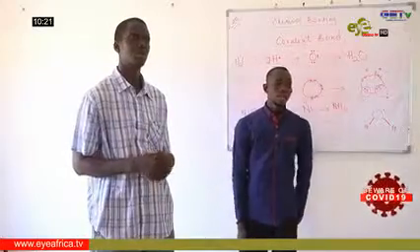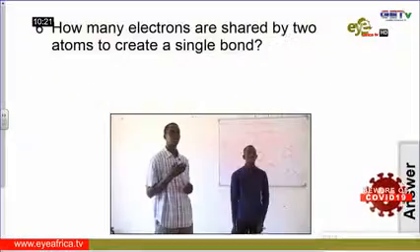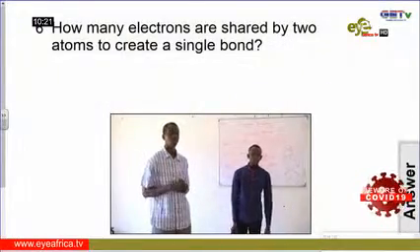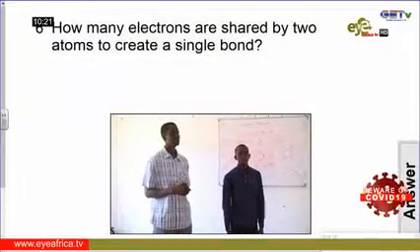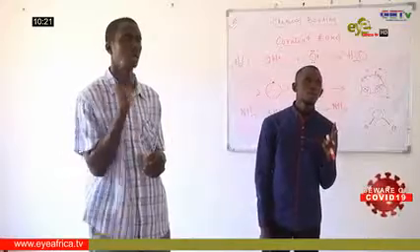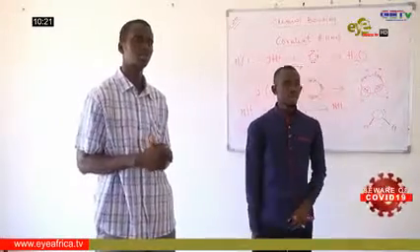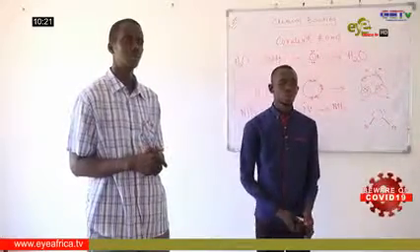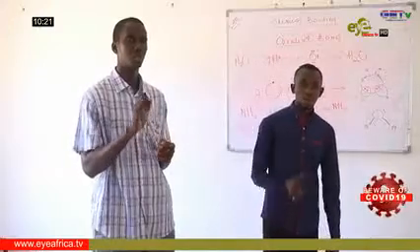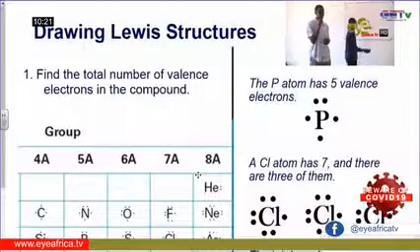Now we have a question again, which reads: how many electrons are shared by 2 atoms to create a single bond? And the correct answer is 2 electrons, because a pair of electrons will represent a single bond. Now we have methods of drawing Lewis structures. And here also, I will guide by drawing one structure, and then the rest of the samples you can try them.